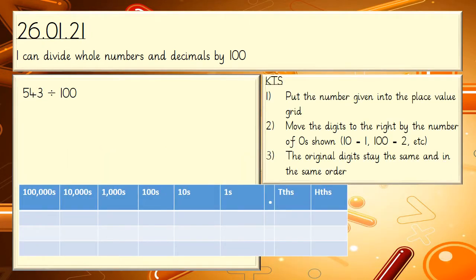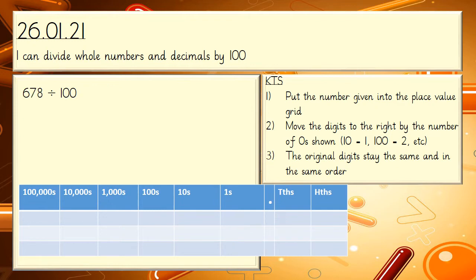Let's have a look at this example. First of all, I'm going to put 543 into the place value grid. And remember that the decimal point always stays in the decimal point column, it doesn't move. And then because I'm going to divide it by 100, the digits are going to move 2 places to the right. So the 3 is going to end up in the hundredths column. And then all the other digits are going to stay in the same order. And then the decimal point stays in that decimal point column like so. And so my answer would be 5.43.